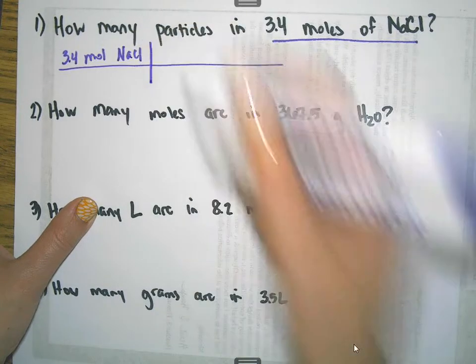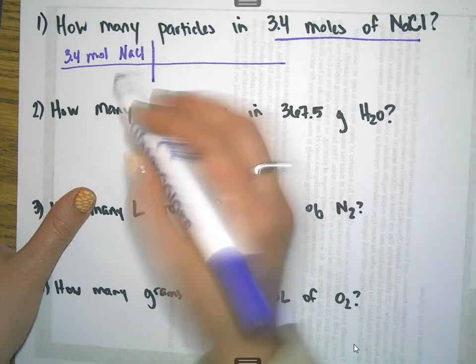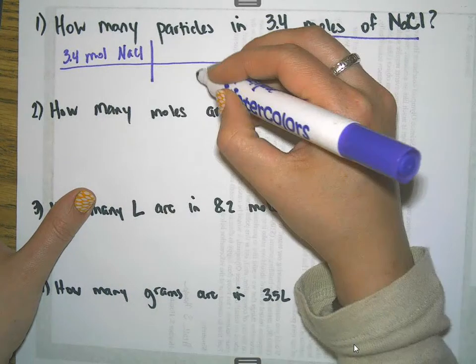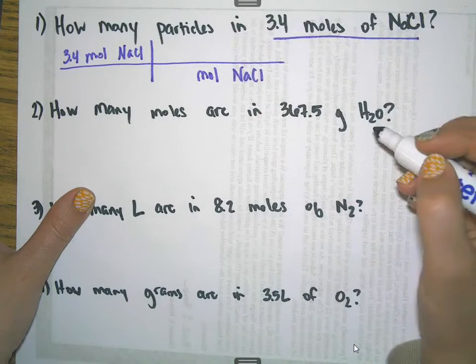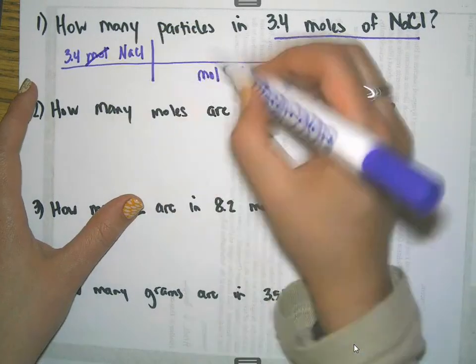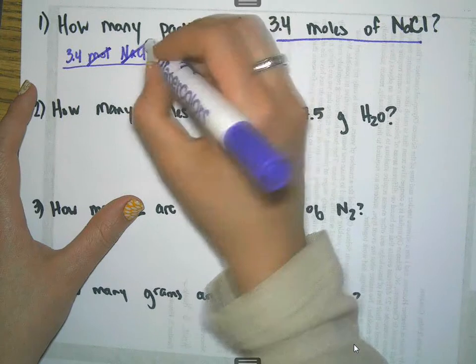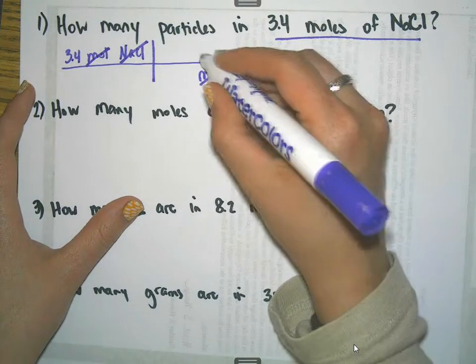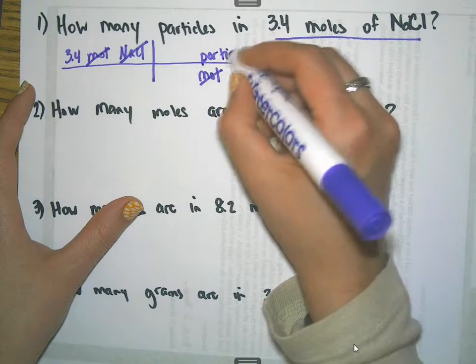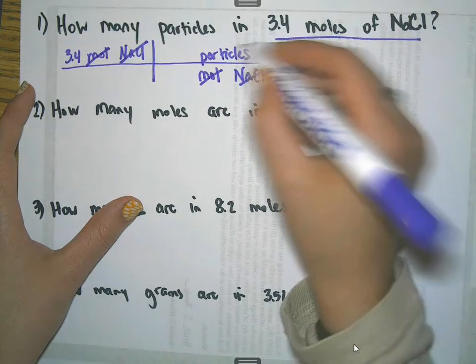Then we make our dimensional analysis table. On the bottom, I need to put moles in NaCl because I want to convert the units. I want to convert it to the number of particles, and I want the moles to cancel out. I also want the NaCl to cancel out. Well, I know how many particles are in a mole. I don't have to use the word particles either.